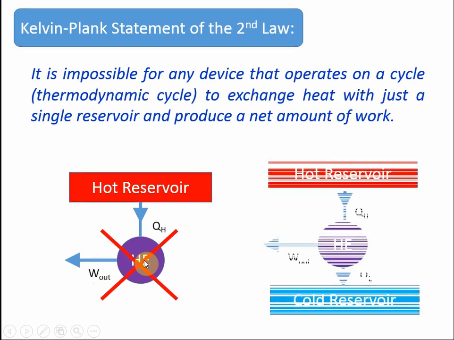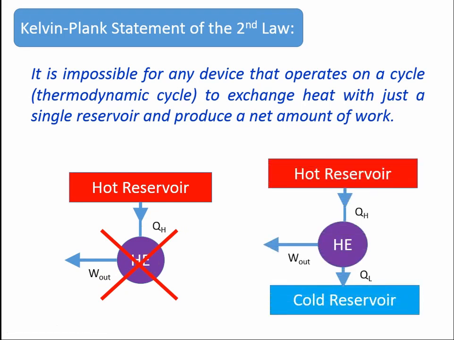If there's a heat engine, it must exchange heat with two reservoirs at least, a hot reservoir and a cold reservoir. You extract QH amount of heat from the hot reservoir and you have to transfer QL quantity of heat into the cold reservoir. This is essential. Without this, you cannot run a heat engine cycle. That's what the Kelvin-Planck statement says.